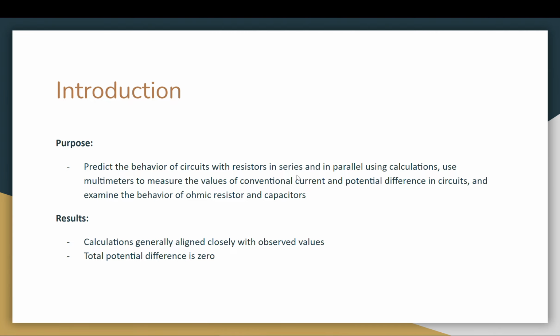So, brief introduction. The purpose of this lab was to predict the behavior of currents of circuits with resistors in series and in parallel using calculations, and then experimental values using a simulator. And just generally measure the values of conventional current and potential differences and examine the behavior of ohmic resistors and capacitors. So, results: the calculations were generally aligned very closely with the observed values, and the total potential difference is 0.